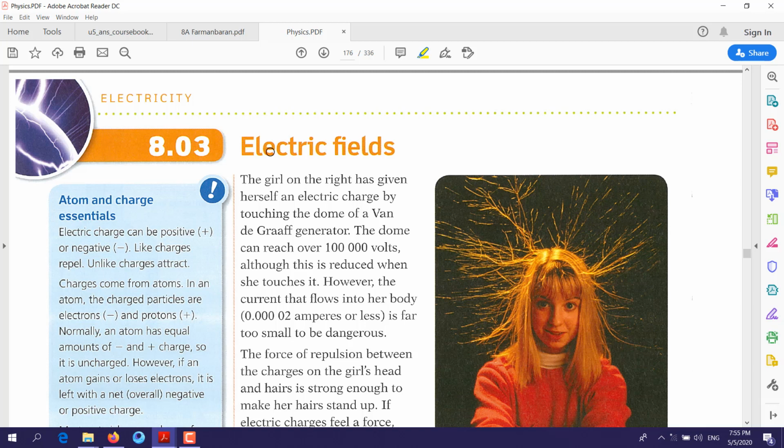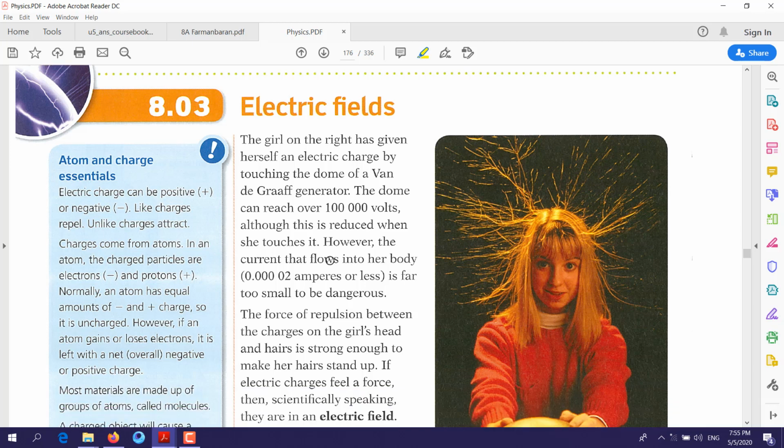Today we will talk about electric fields, which also depend on the charges. It depends on the type of the charges. We will see what will happen if there are same charges: there will be a repulsion. Or if there are two different charges, positive and negative, we will see how they attract each other.